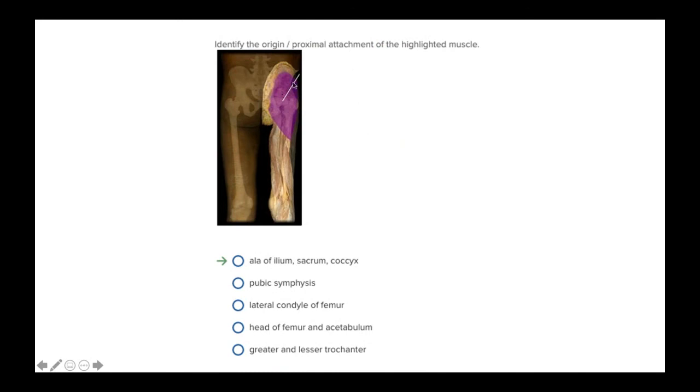Identify the origin. So the origin is going to be the ala of the ilium, the sacrum, and the coccyx. Best answer for the gluteus maximus. Nothing else there.